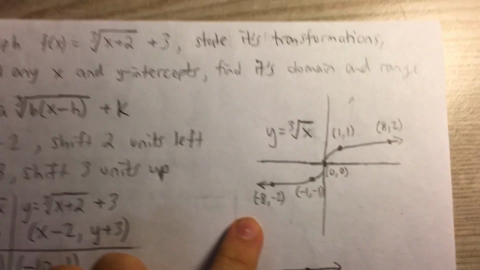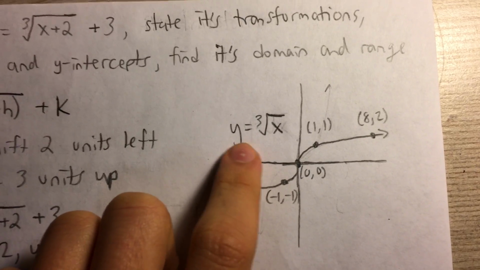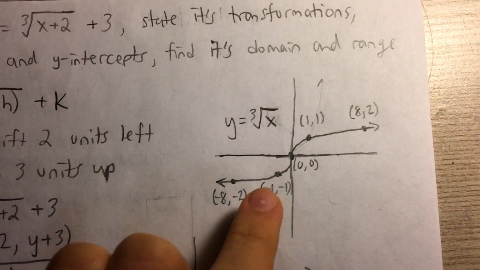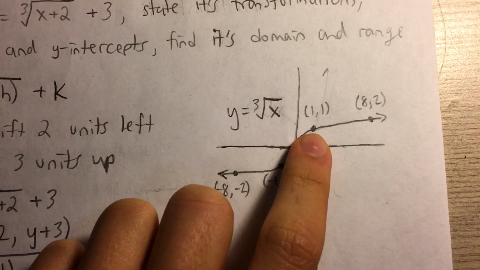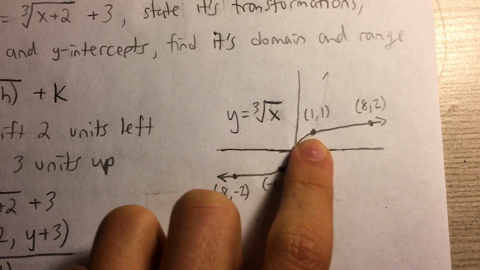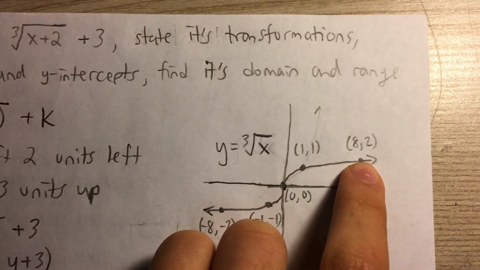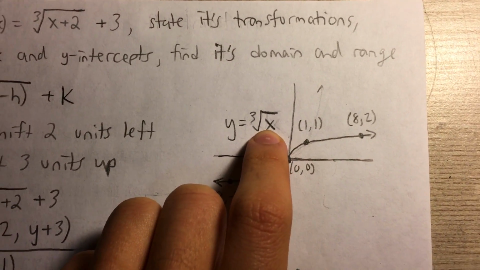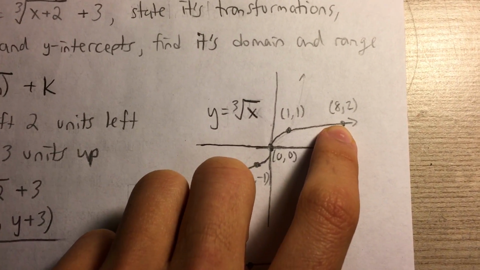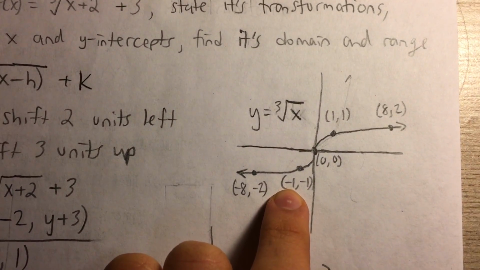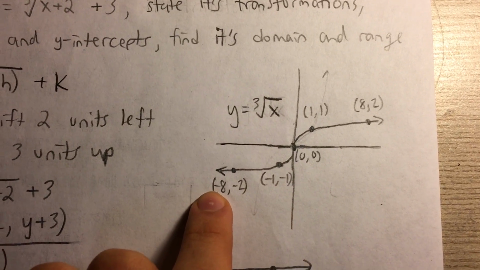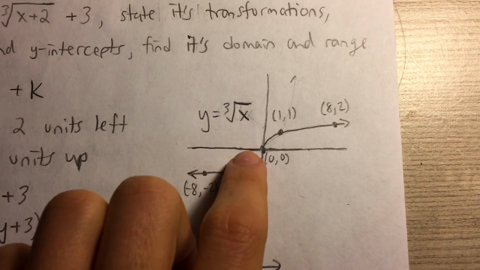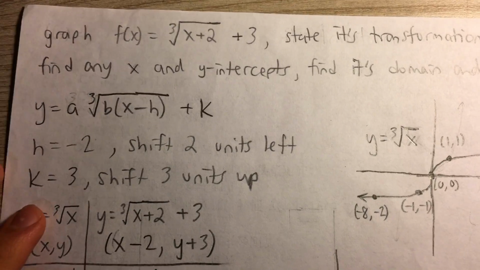So first off, here's what the regular y equals the cube root of x looks like, right? Say if I plug in x equals 0, well, cube root of 0 is 0. x equals 1, cube root of 1 is 1. Then the next perfect cube would be 8. If I plugged in 8 for x, I would get 2. Cube root of 8 is 2. Similarly, if I plugged in negative 1, I would get negative 1, or negative 8, I would get negative 2. So this is kind of the general shape of the graph.